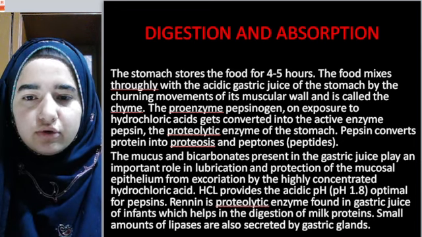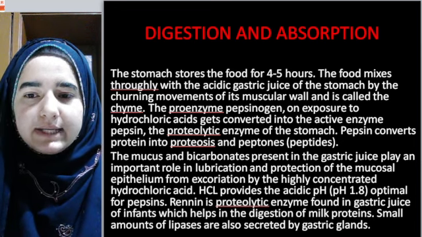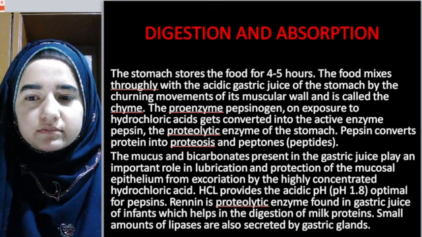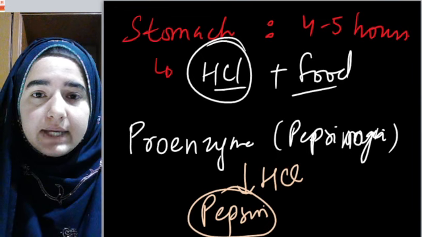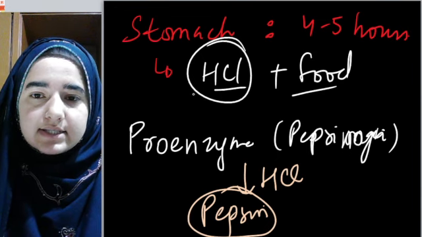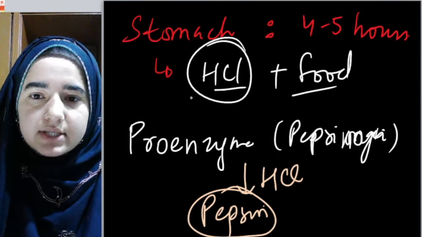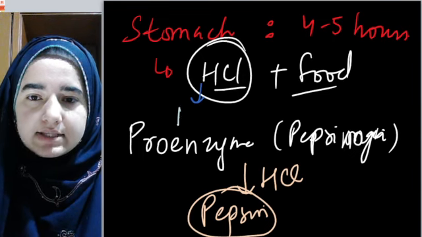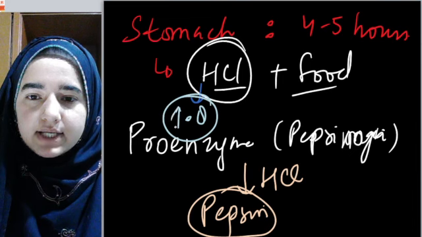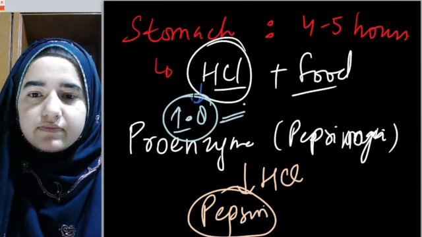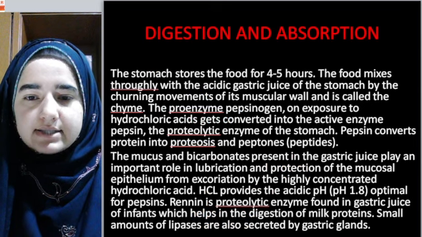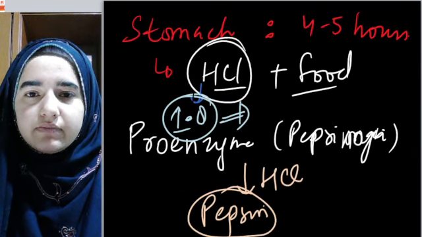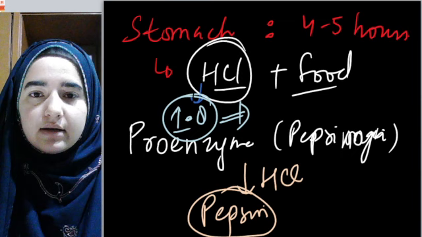I hope this concept is clear. Please remember that the pH of HCl is 1.8, which means it's acidic.